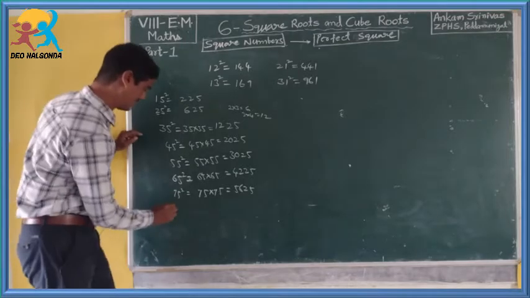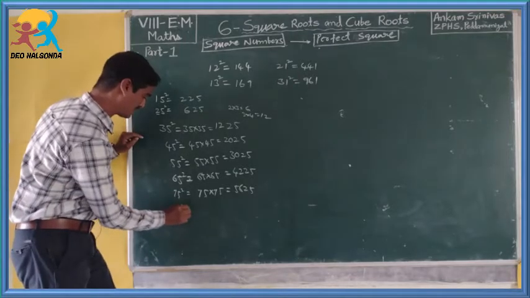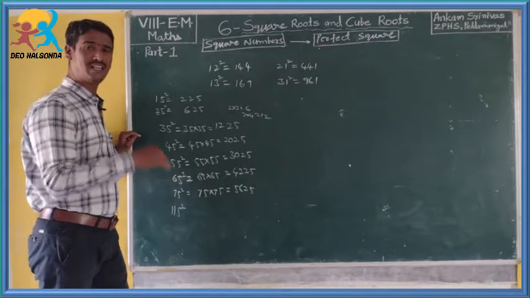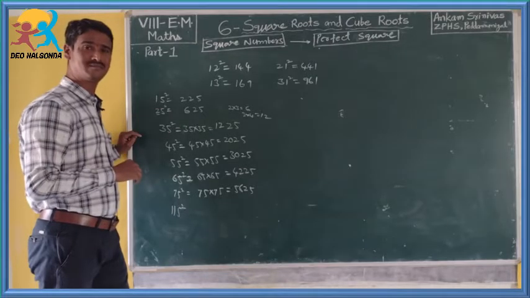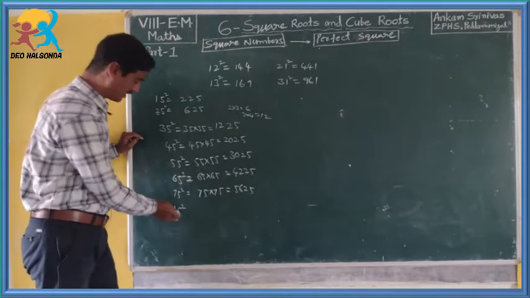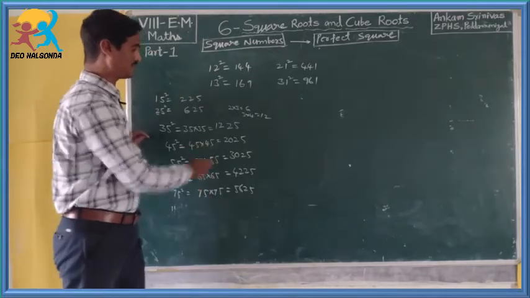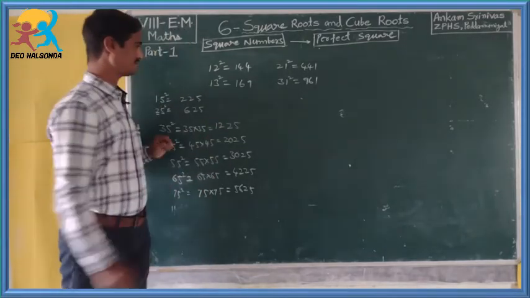115 also you can write here. 115 square. That means 11 into 12, then 25. Like that we can write some specific numbers here.